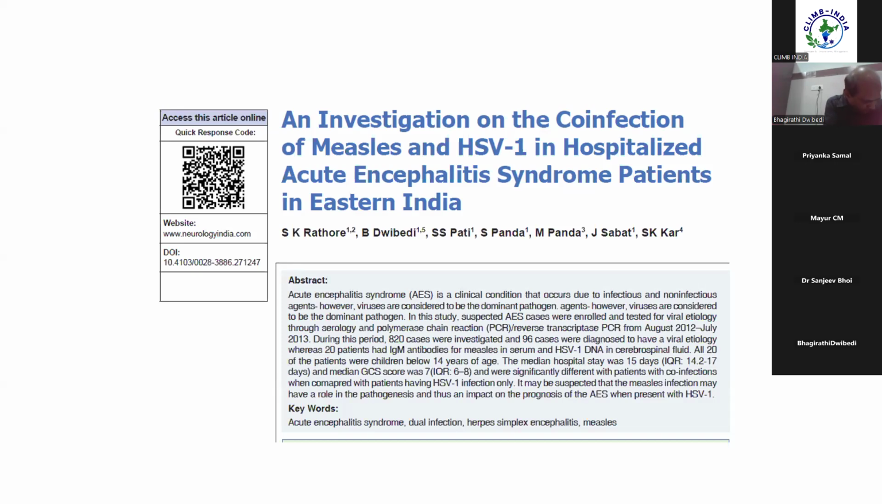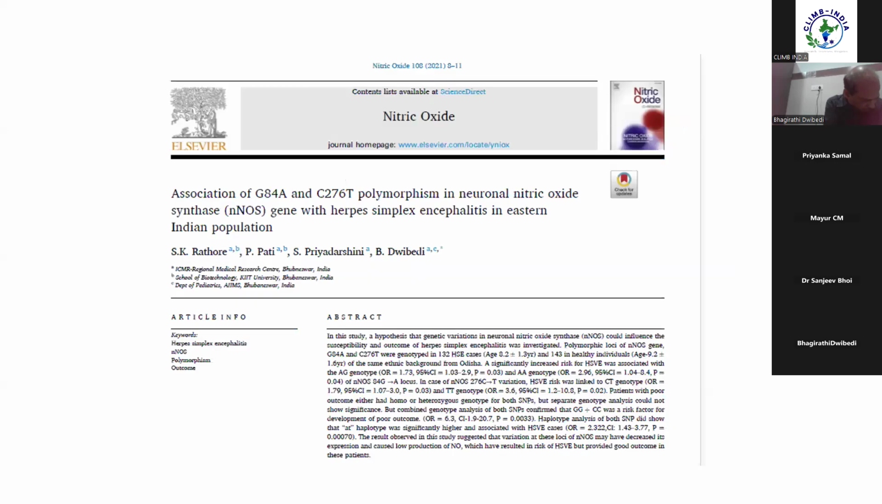Okay, next slide. So as I told, the possible risk for HSV latent infection to surface can be because of measles infection.